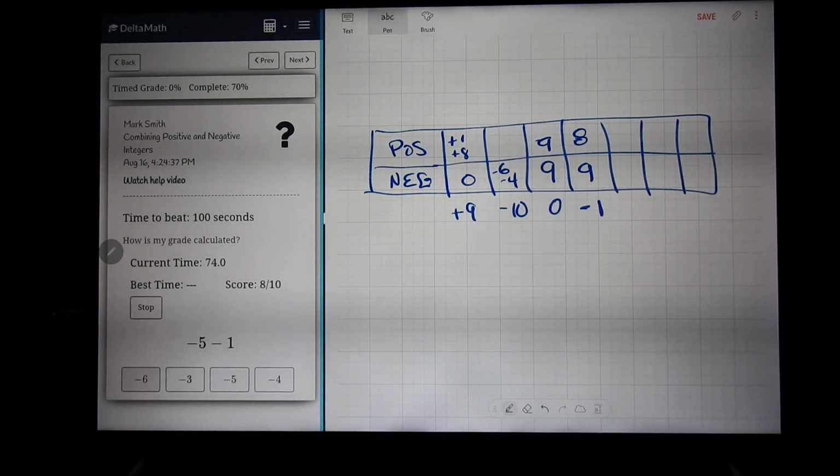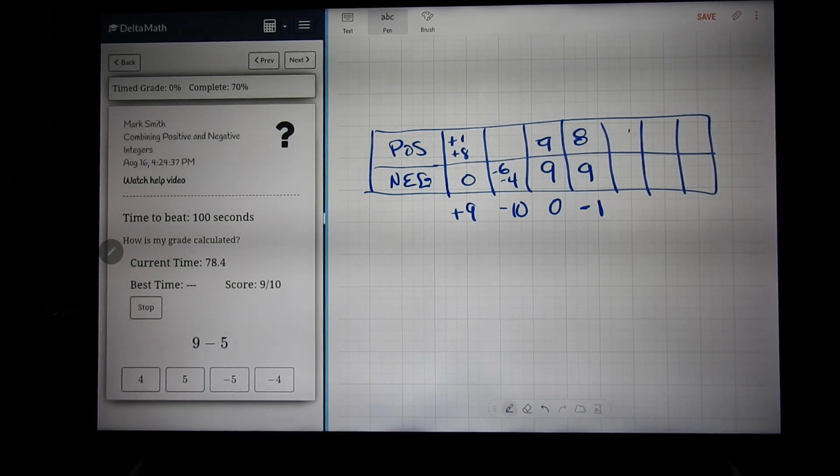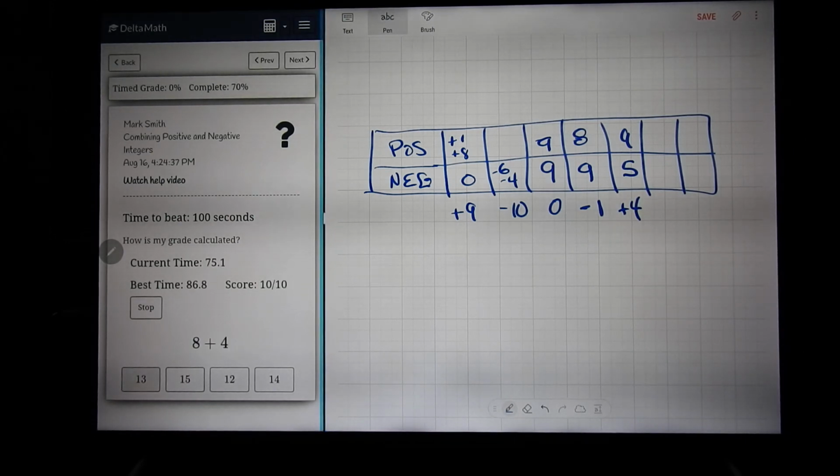This makes negative 6. Positive has 9, negative has 5. Who's ahead? Positive by how many? 4. So the answer to that is 4. And I did 10 of them. So I'm going to hit stop. All right. And I beat my 100 seconds, which is awesome. Okay. So I'm going to go to my next problem.